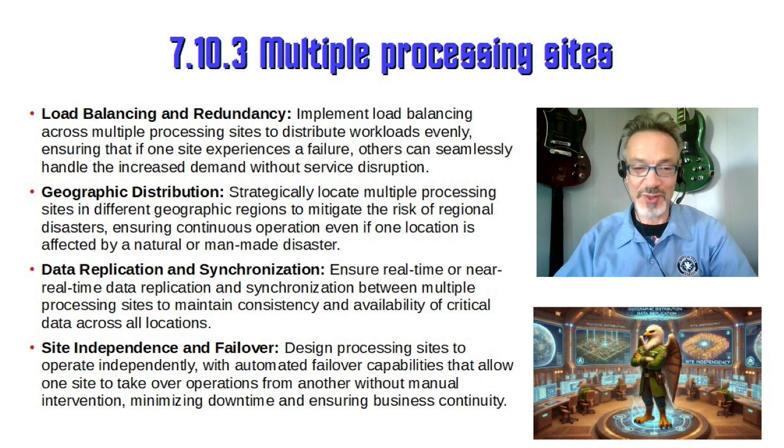Which brings us to failover. The exam will expect you to understand how automated failover allows one site to take over from another without manual intervention. This is crucial for maintaining business continuity during disasters. And multiple processing sites also brings in geographic diversity again. And as we discussed earlier, by spreading your sites out, you're reducing the risk of regional disasters affecting all your operations at once. This interconnected concept will show up in various domains as it reflects the holistic nature of security planning.